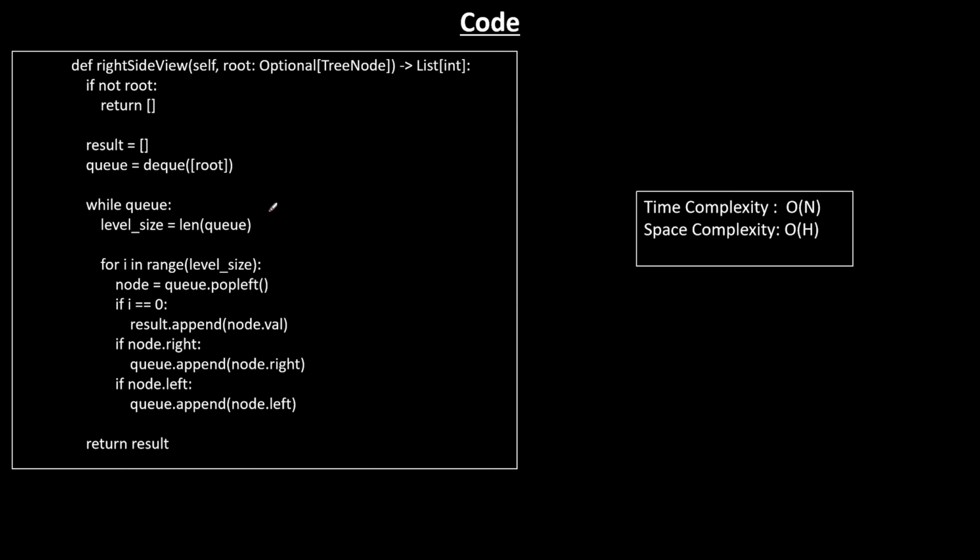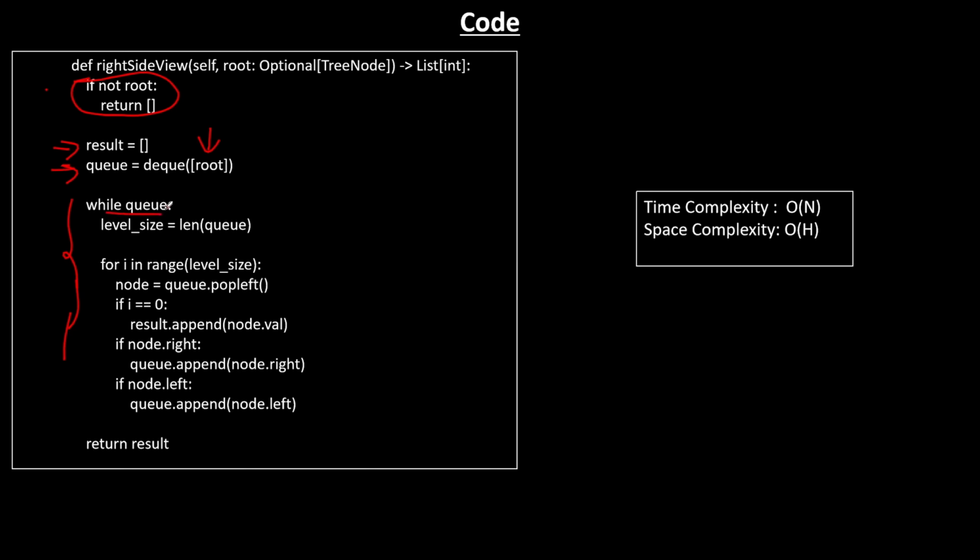The code is the exact copy of the approach we discussed. Let's understand it line by line. First we check for the base case. If the root is not present, we just return the empty list. Otherwise, we declare a list and a queue, and we put the first node of the tree into the queue so that we could traverse it. Otherwise, we won't be able to do it, right?